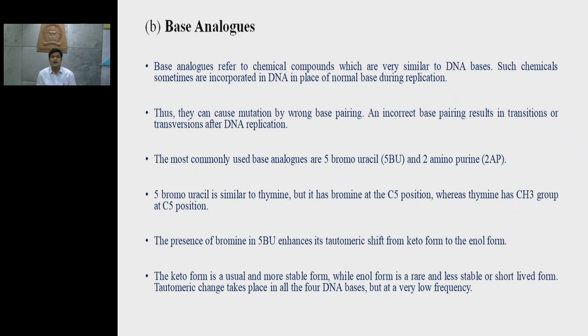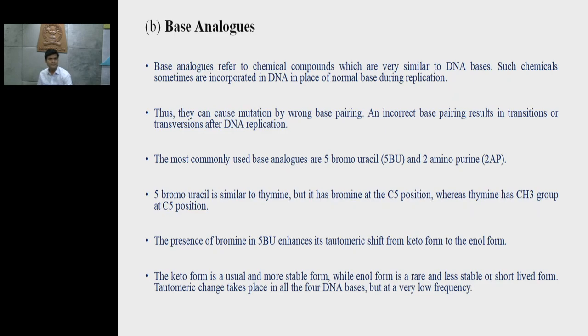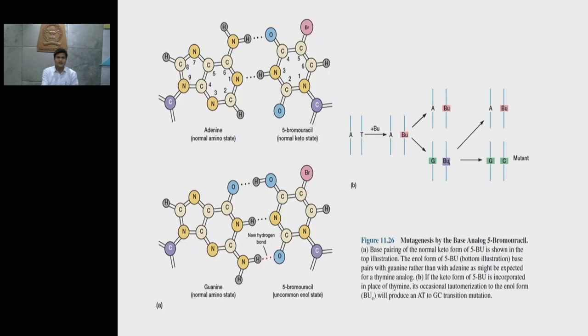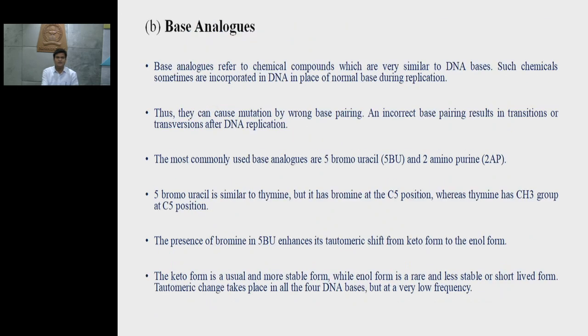Base analogues refer to chemical compounds that are highly similar to DNA bases. These chemicals sometimes incorporate into DNA in place of the normal base during replication, and these mutations are adding wrong base pairing or forming wrong base pairing. The most commonly used base analogues are 5-bromouracil and 2-aminopurine here. So these are the important part.